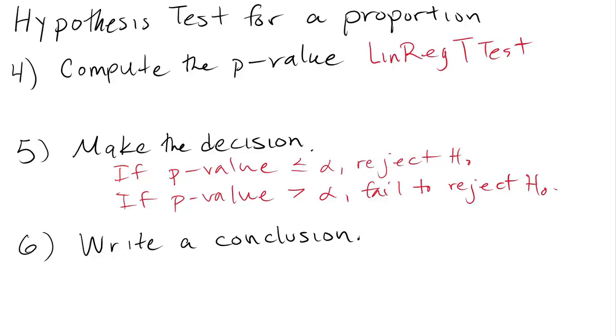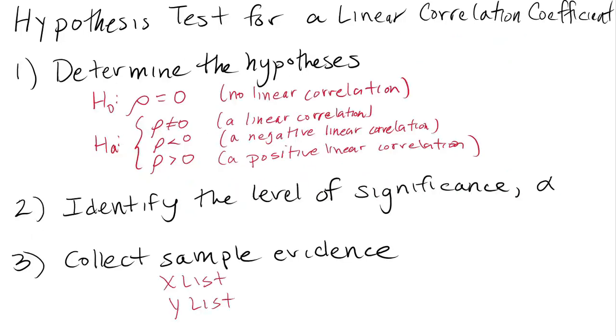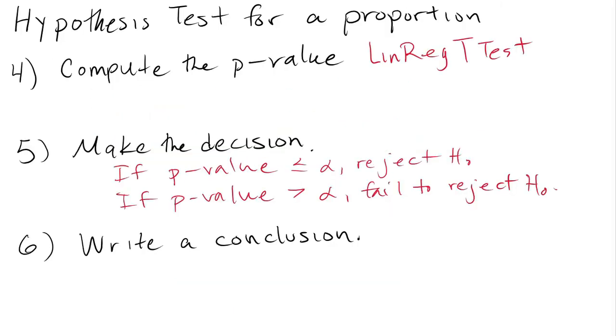The steps for making the decision are the same as always. If the p-value is less than or equal to alpha, we're going to reject the null hypothesis. Remember that the null hypothesis is the claim that there is no linear correlation. So when the p-value is less than or equal to alpha, we reject that claim and we're going to conclude that there is a linear correlation between the two variables. If the p-value is greater than alpha, then we can't reject the null hypothesis, and therefore we cannot support the claim of a linear correlation between the two variables.